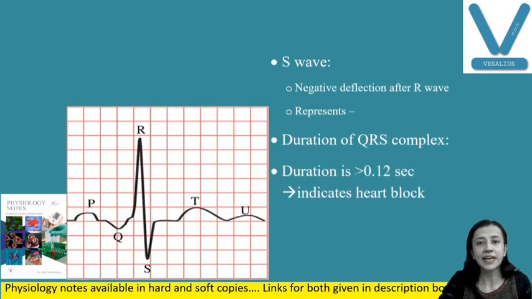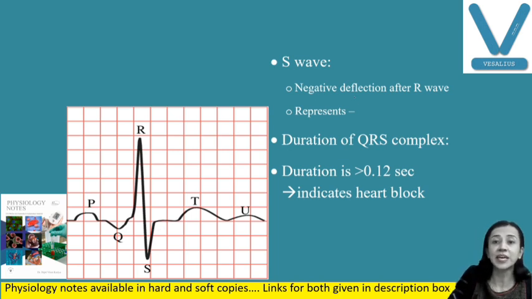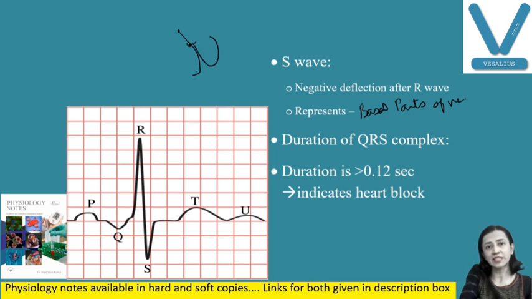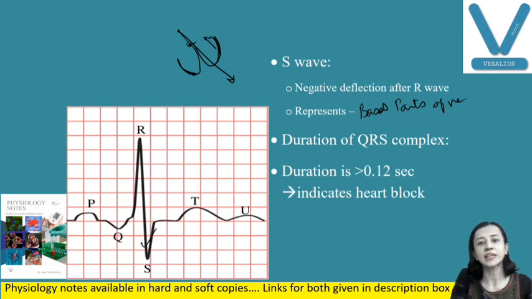Then the S wave, again a negative wave here. It is a negative deflection after the R wave, and that represents excitation of the basal parts of the ventricles. I'll show you. Suppose SA node, then AV node, bundle branches. So the excitation process moves like this. When it is moving here, to the basal part, the direction is opposite to the direction of the electrical axis of the heart. So you will be having a negative wave.